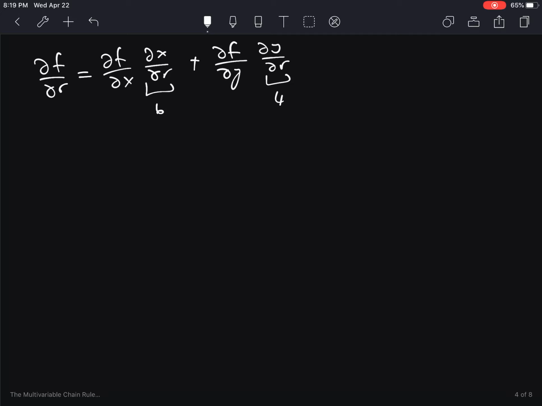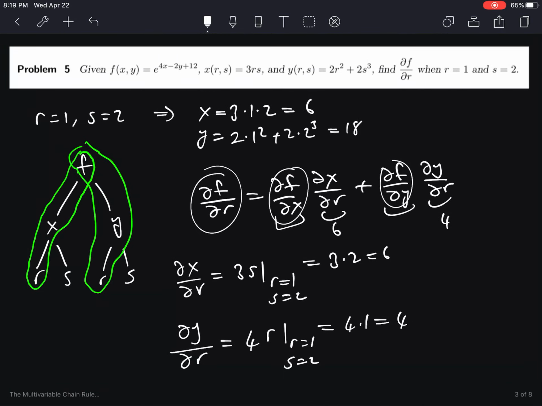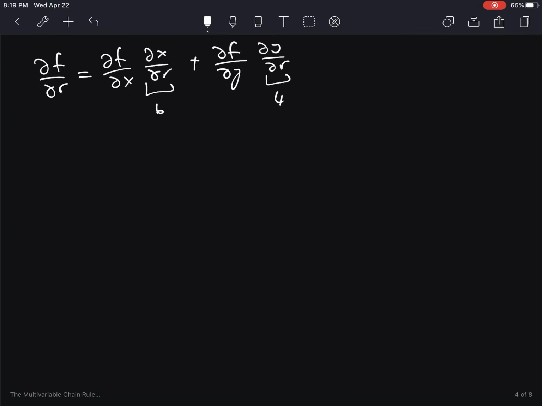We have del f over del r, and this is equal to del f over del x times del x over del r plus del f over del y times del y over del r. We know that this is equal to 6 and this is equal to 4. Now let's find del f over del x and del f over del y. Our expression here is e to the 4x minus 2y plus 12, and we are going to take the derivative with respect to x first.